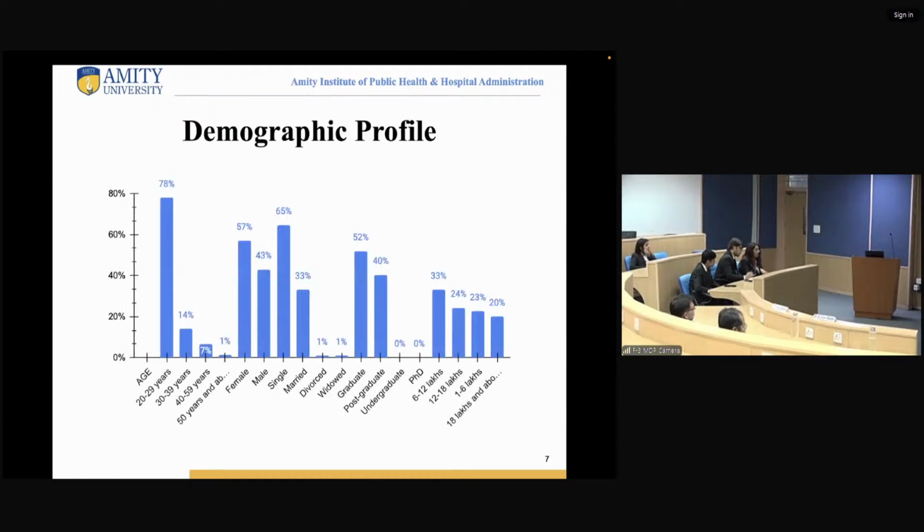These are the demographic profiles of our respondents. The majority of the respondents were aged between 20 to 29 years, so it was a young population. A lot of them were female. The majority were single. For the highest academic qualification across all cohorts, the highest group was graduate professionals, followed by postgraduates.